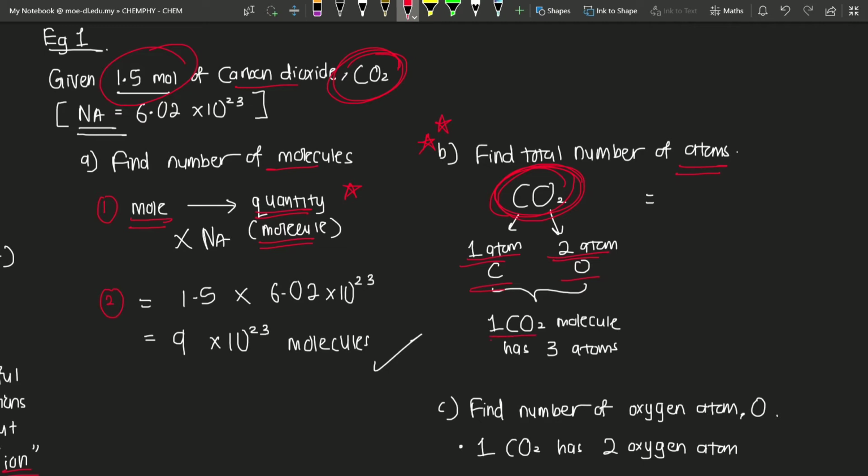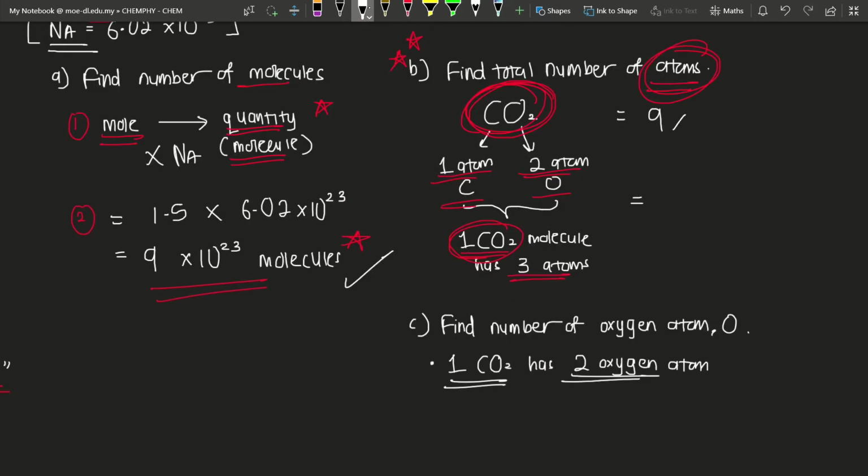So 1 CO2 molecule has 3 atoms. 1 molecule carbon dioxide, kita ada 3 atom. So from 1 molecule of carbon dioxide, which is this is the value, you guys want to find 3 atoms. So you guys will multiply 9 power 23 multiply 3 atoms. So at the end, you guys will get 2.7 power 24. Unit must be atoms because the question asks to find atoms.